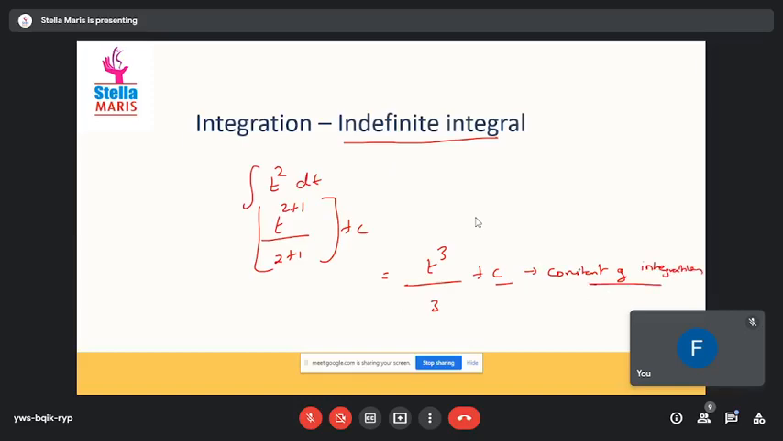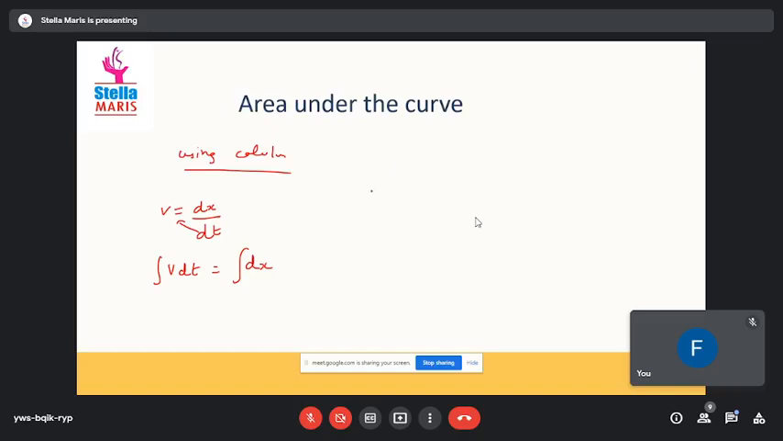So you get the basic idea of how to integrate. Now, here is the area under the curve using calculus. This dt goes here, that becomes v dt, and this is dx. When you integrate on both sides, they will have limits, t1 to t2, because when you find an area, let's say this is a vt curve.